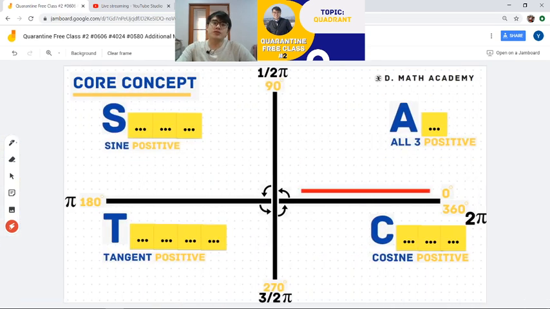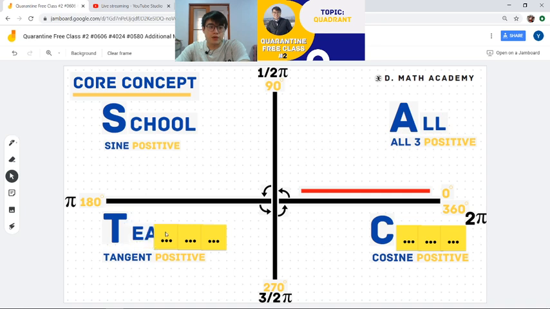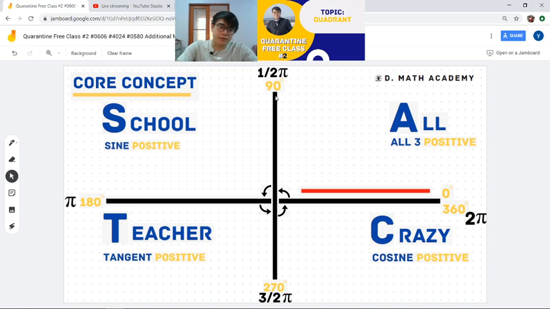Okay, for those sitting for additional mathematics, the questions in your exam paper won't be in degrees all the time. They will incorporate pi into the exam. A couple of things you need to get familiar with: 1 over 2 pi represents 90 degrees. 180 is actually your pi. 270 is 3 over 2 pi, and 2 pi over there is your 360.